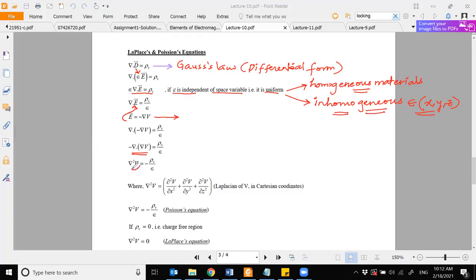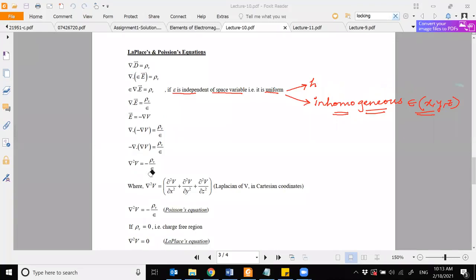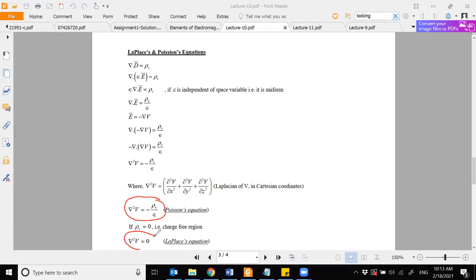And what is del square? This is called the Laplacian. For Cartesian coordinates, this is the Laplacian; for cylindrical and spherical coordinates, it is different. And this equation is called Poisson's equation. Got it? Again, it is derived from the fundamental law, which is our Gauss's law. So this is Poisson's equation, and this is the Laplace equation.